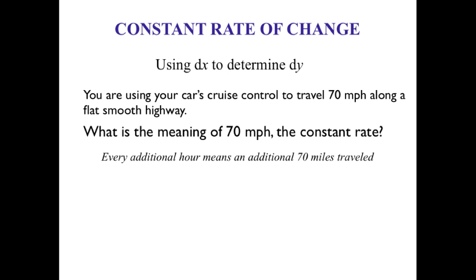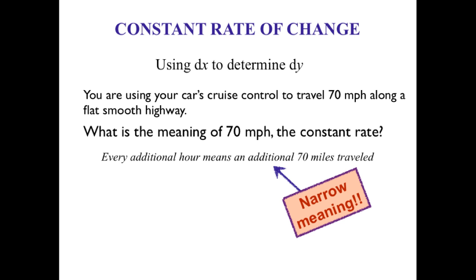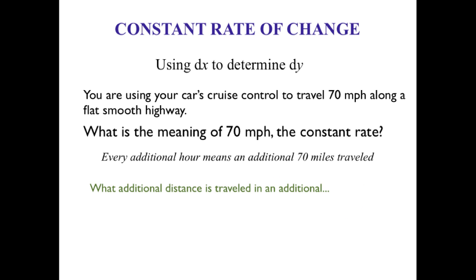What do you think about that? Is that all there is to it? Okay, so what we want to emphasize today is that this is a very, very narrow meaning of 70 miles per hour. And you all know that it's a narrow meaning. You just don't know that you know. Here's how you know. Because you also know how far you go in 2 hours. How far do you go in 2 hours? 140 miles, right? You knew that.